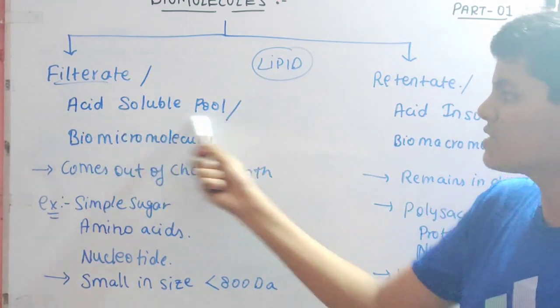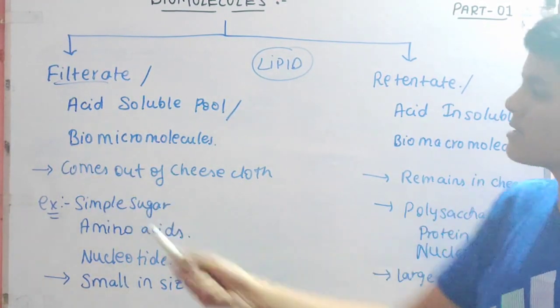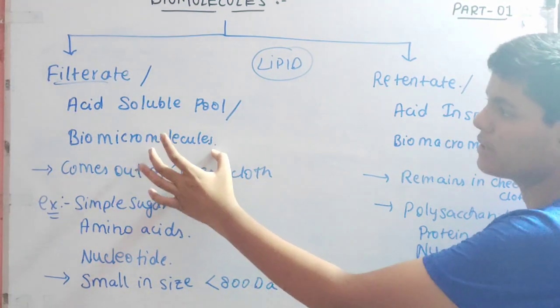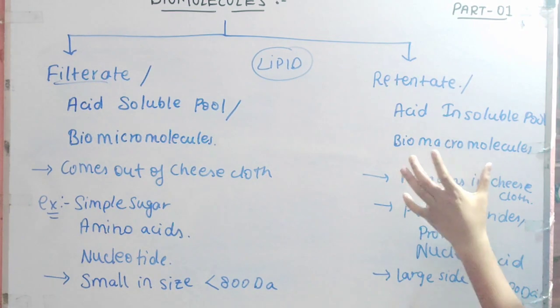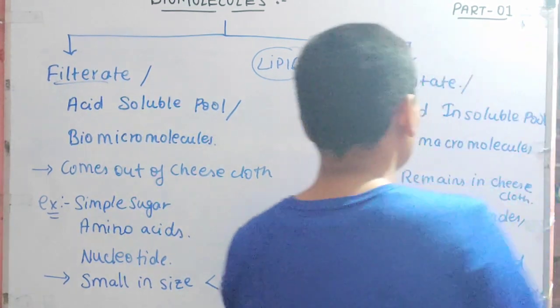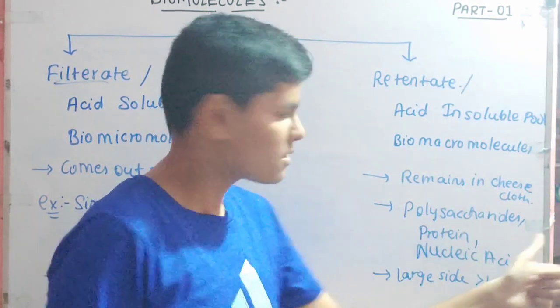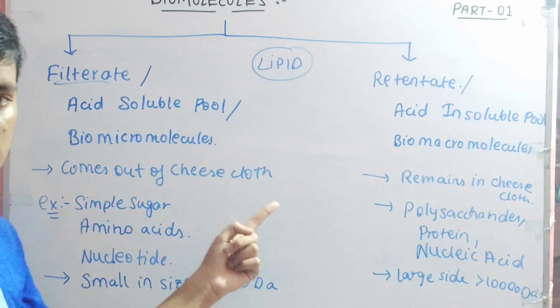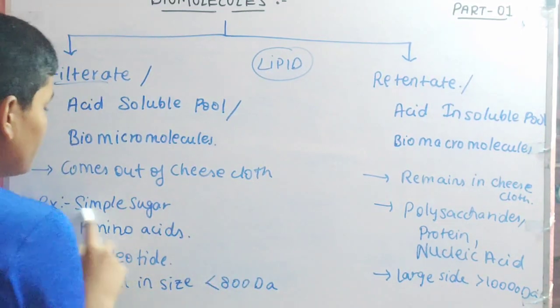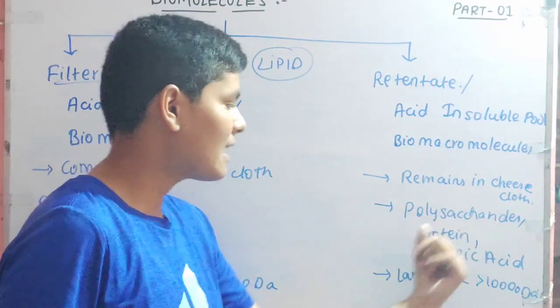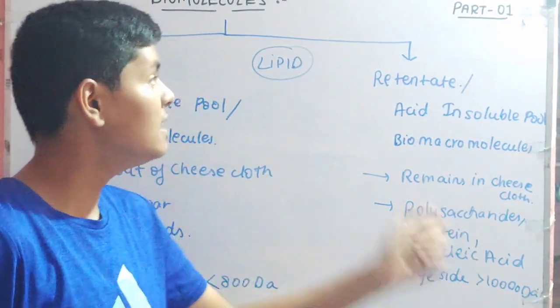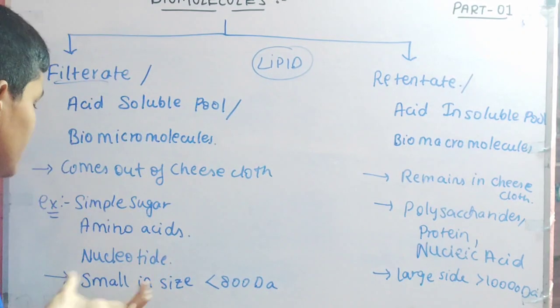Filtrate is also known as the acid soluble pool or biomicromolecules. This is also known as biomolecules. Then we have the retentate, the acid insoluble pool or biomacromolecules. Now these will remain in the cheesecloth and this will come out of the cheesecloth. Examples in the filtrate are simple sugar, amino acids, nucleotides. And then we have polysaccharides, proteins and nucleic acids in the retentate. This filtrate will be small in size.